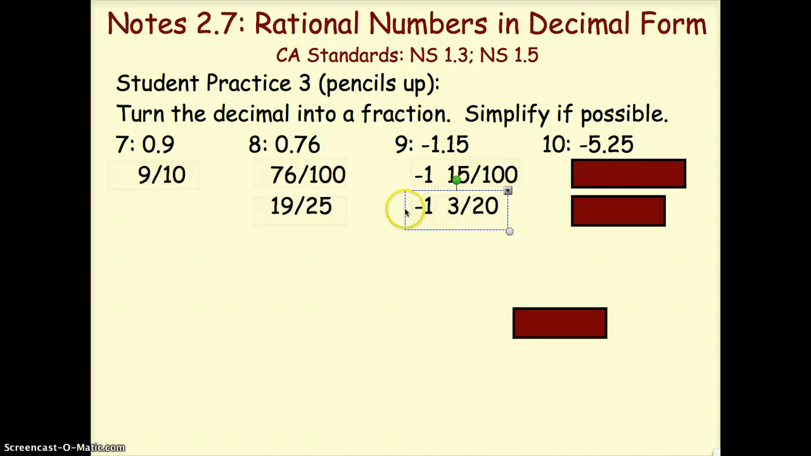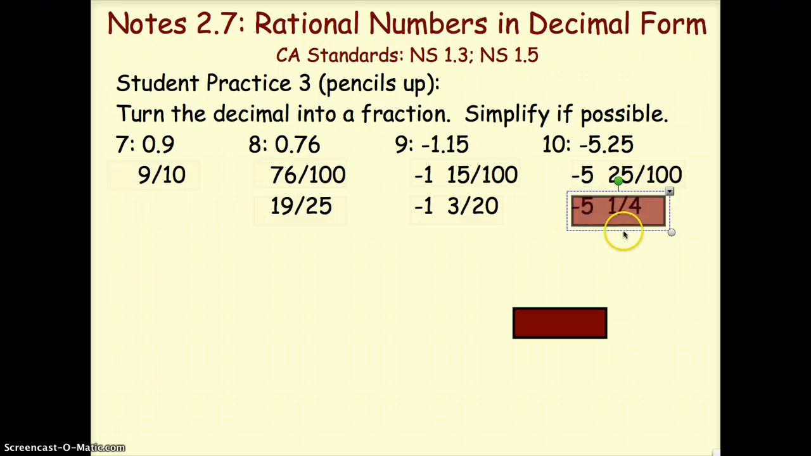One thing to be careful of, make sure you don't forget your negative. -5 and 25 hundredths. We know that 25 and 100, think of quarters, can both be divided by 25. We end up with -5 and 1/4.